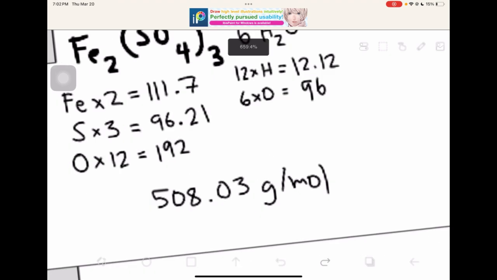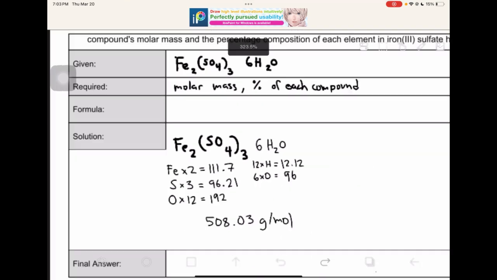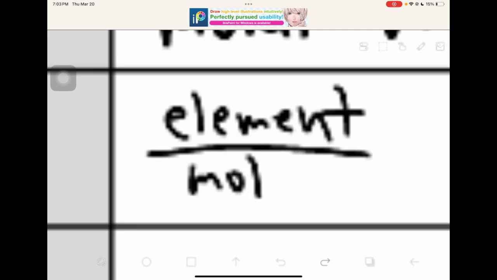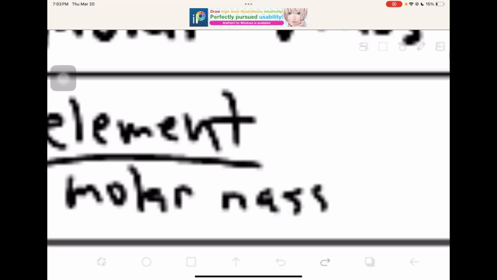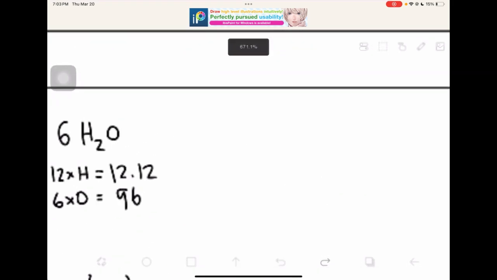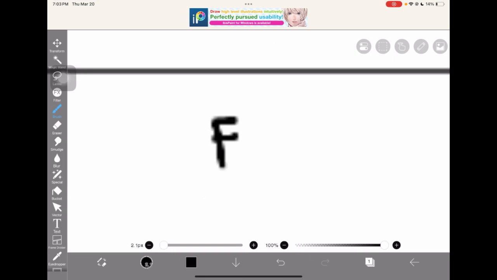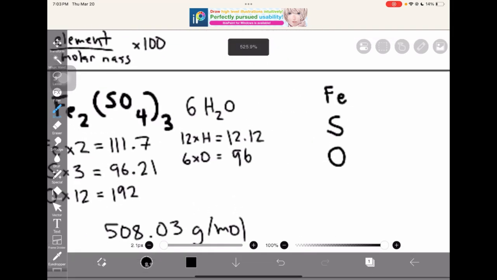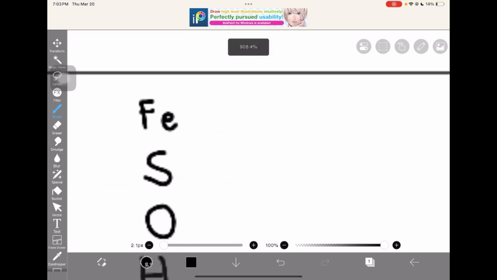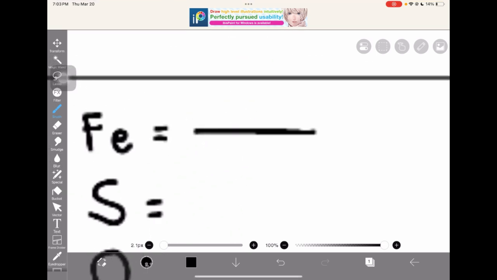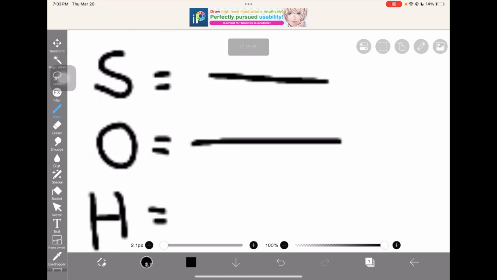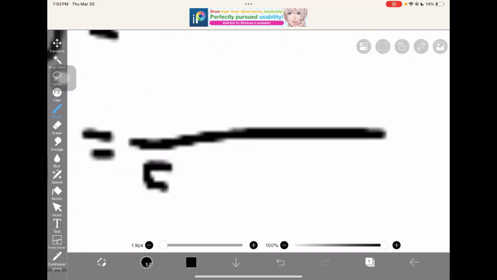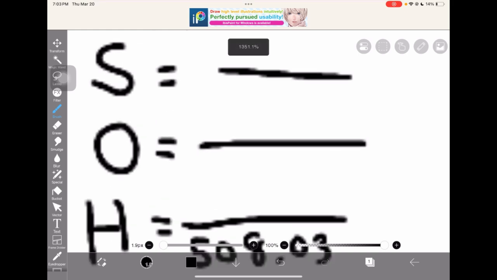Grams per mole. So we're gonna introduce a new formula. It's gonna be element over molar mass times 100. So I want you to list down all of the elements we have discovered so far. So that's Fe, S, O, and clearly we have H. And then you want to make a fraction out of them, all of them. Then at the denominator or bottom, just simply put the molar mass. So that's going to be 508.03, all at the bottom.